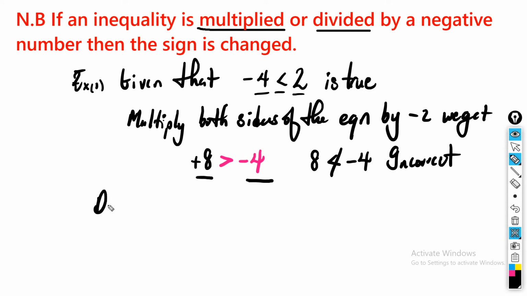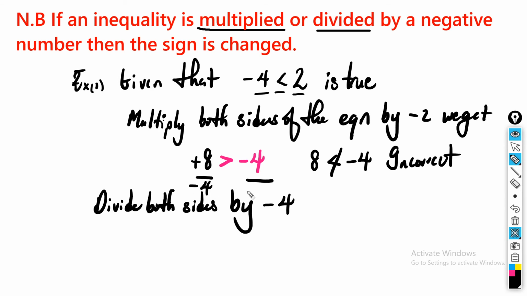So let's say we're going to divide both sides by -4. Cool. So -4 here and -4 here. If we divide both sides by -4 as well, we're going to end up with -4 divided by that 8 would actually give us -2. And then this -4 divided by -4 would give us a +1, right?